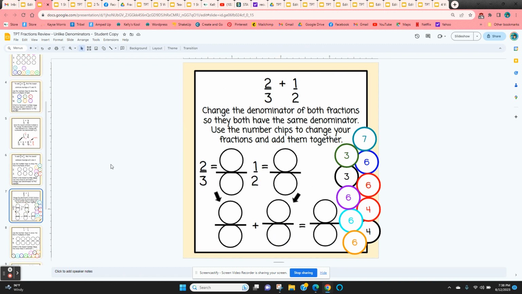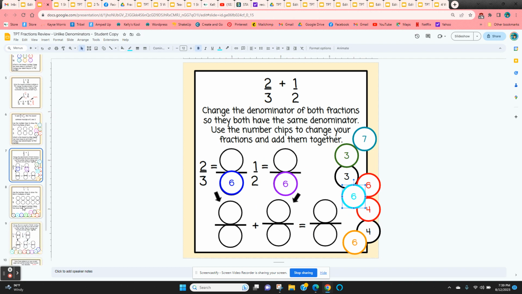They're going to take that number, the lowest common multiple, and they're going to put that here as their new denominator. So they have to convert both of these fractions to an equivalent fraction with 6 in the denominator. Once they have them converted, then they're going to add them together. And they'll be using every single number chip again.